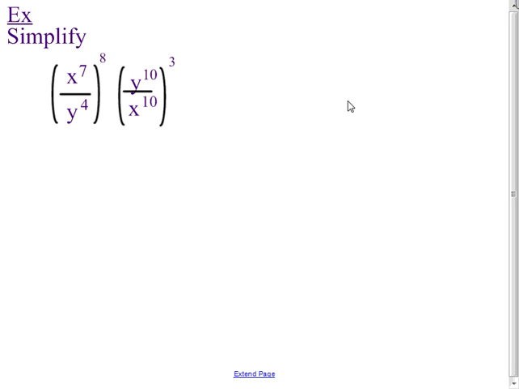First, start within your parentheses. Is there anything that simplifies in my parentheses? No. None of the bases are the same. I can't do anything with x to the 7th and y to the 4th. They don't have the same base. If they had the same base, then I could.